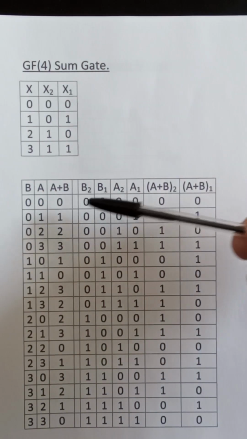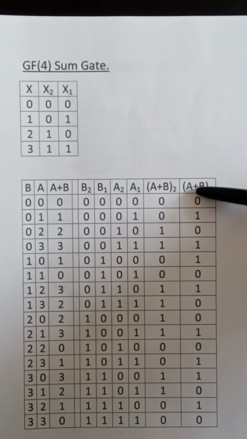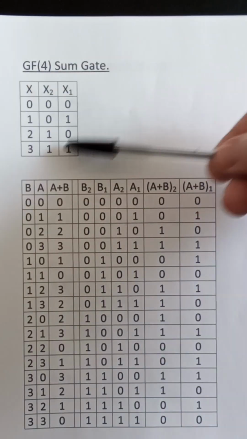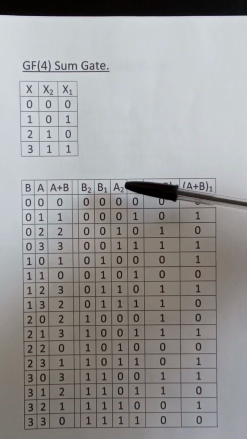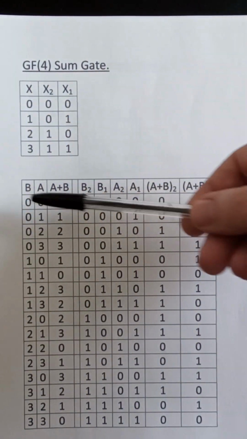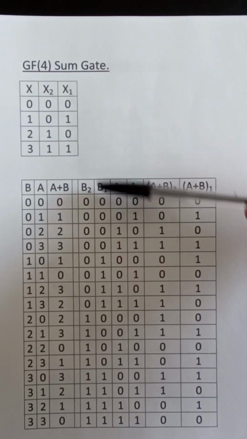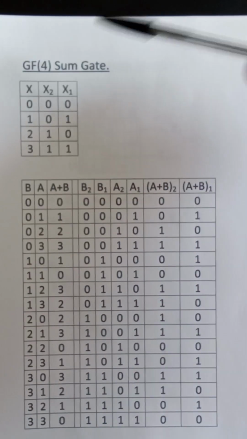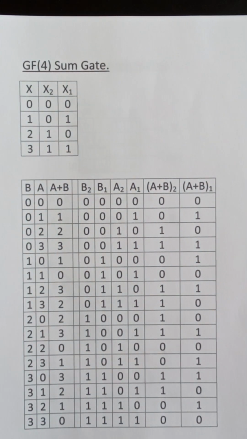As I've said, A plus B is coded according to this. A is A1 and A2 according to this truth table, and B2 and B1 is coded according to this truth table.